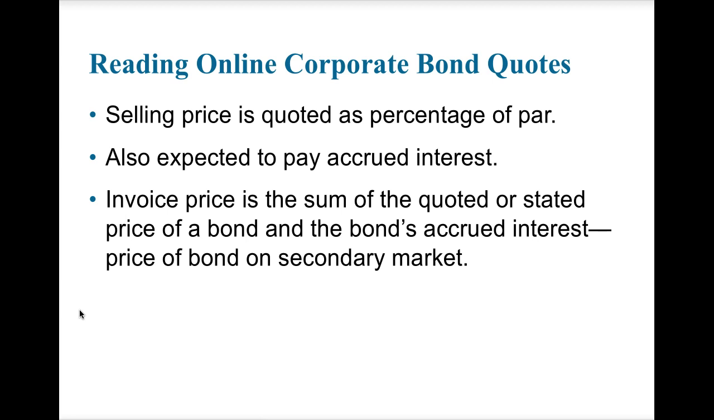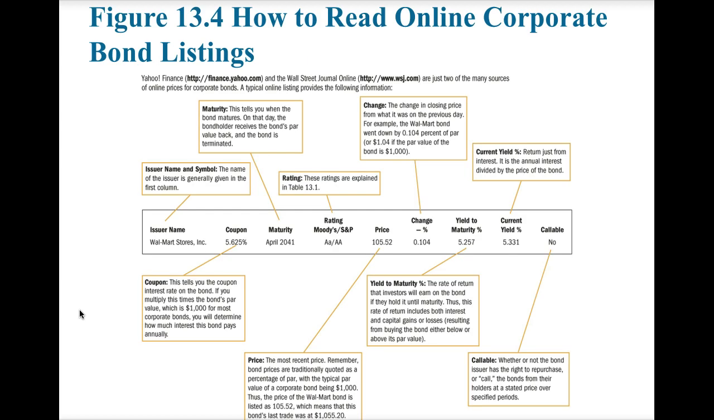Now, with corporate bonds, if they accrue any interest, the buyer is generally going to pay that accrued interest. So the sum of the quoted or stated bond price and the bond's accrued interest will be found in the secondary market quote. So here's a quote. It's harder to get bond quotes than stock quotes, which are everywhere, but you can still get them from many different sources on the web. So we do have the issuer, the company that's issuing the bond. We have the coupon rate, which is the amount of money the bond will pay against its par, the date it matures, the rating, and the price of the bond.